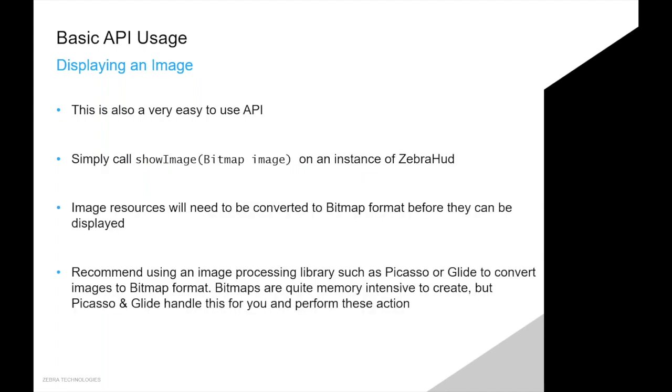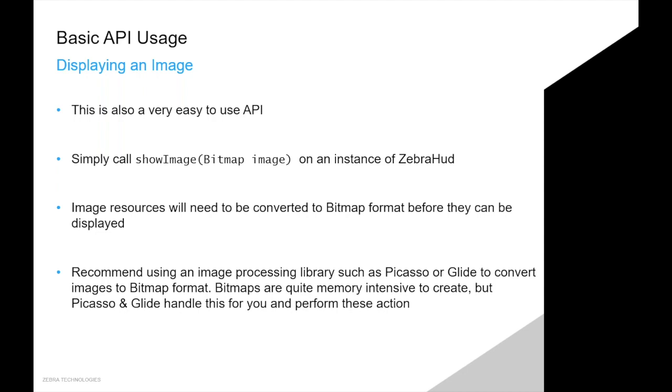If you wanted to display an image instead of a message, again, this is a very easy to use API. All we need to do is call the show image API and pass through an image in bitmap format. Again, just to reiterate, this would be called on an instance of the Zebra HUD object. As this API takes a bitmap parameter, that means that your image resources are going to need to be converted to bitmap format before they can be displayed. This is quite a standard procedure in Android.